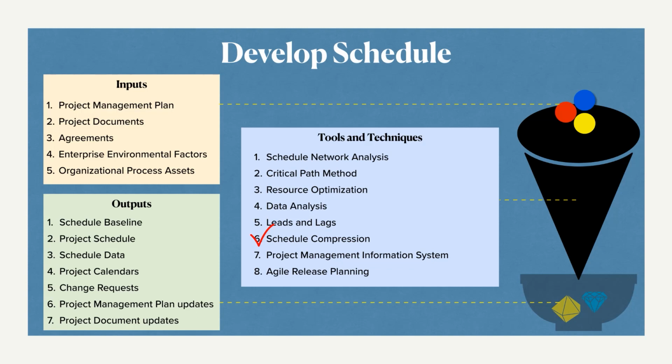The parallel activities approach is actually a bit scary or risky because we have a lot of chances of failure, because so many activities are being done in parallel. We will not get feedback from one activity to the other, right? So these are the compression techniques. And then PMIS, also an important thing, and agile release planning.